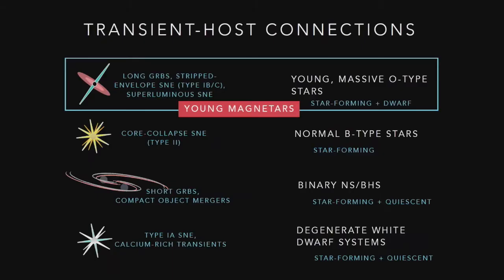In particular, the localization of FRB2022 to a dwarf was used to invoke this connection between superluminous supernovae and long GRBs. As I said, these live preferentially in these dwarf galaxies. And so this was considered fairly compelling evidence in favor of a young magnetar origin for FRBs.